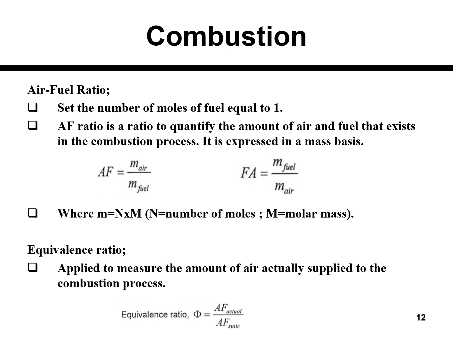Firstly, we have to set the number of moles of the fuel equal to 1. The air to fuel ratio quantifies the amount of air and fuel that exists in the combustion process, which is expressed on a mass basis. So air to fuel is equal to the mass of air divided by the mass of fuel, or the fuel to air ratio, which is the mass of fuel divided by the mass of air, where m is equal to the number of moles times the molar mass.